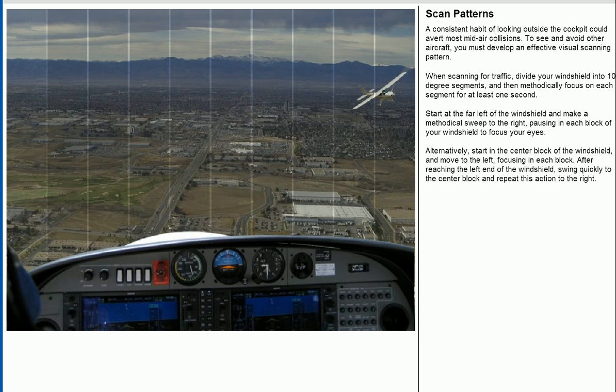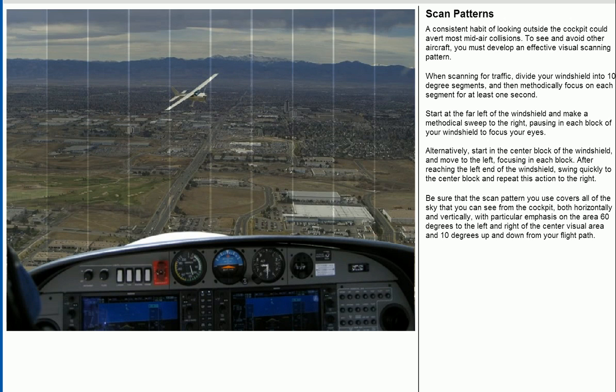An alternative scanning method begins in the center block of the windshield and moves to the left, with pauses to focus in each block. After reaching the last block on the left, you swing quickly to the center block and repeat this action to the right. Be sure that the scan pattern you use covers all of the sky that you can see from the cockpit, both horizontally and vertically, with particular emphasis on the area 60 degrees to the left and right of the center visual area and 10 degrees up and down from your flight path.